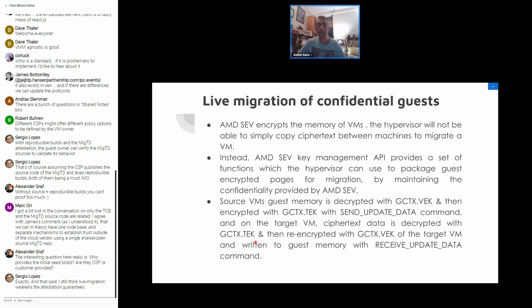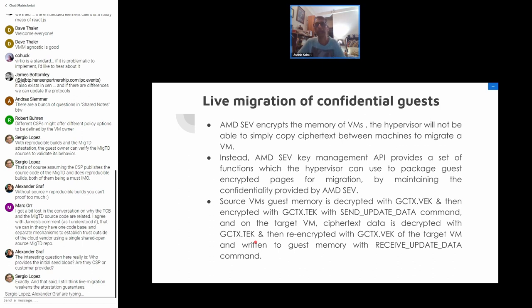As we have generally been talking about at this conference and at KVM Forum, the confidential guests are encrypted, so you can't simply copy the ciphertext between machines to migrate a VM. It's going to be encrypted with that VM's key, so transporting that to another VM with a different encryption key is not going to work.